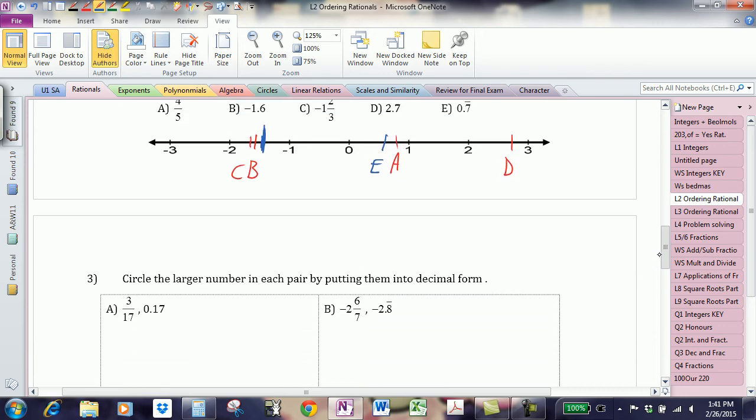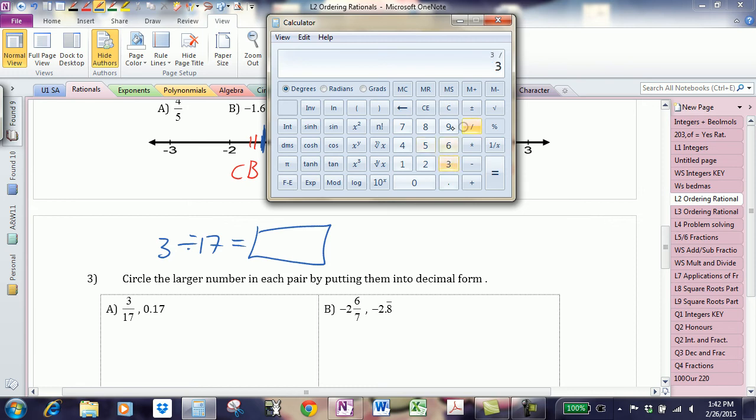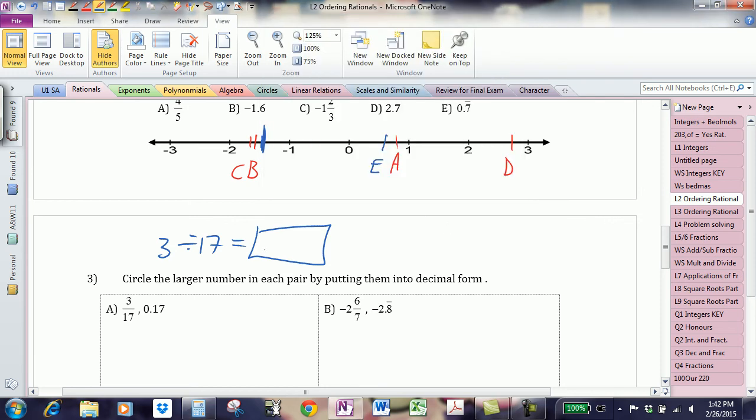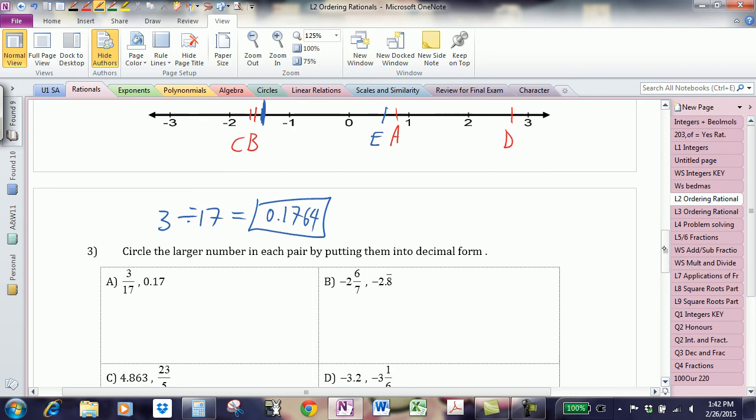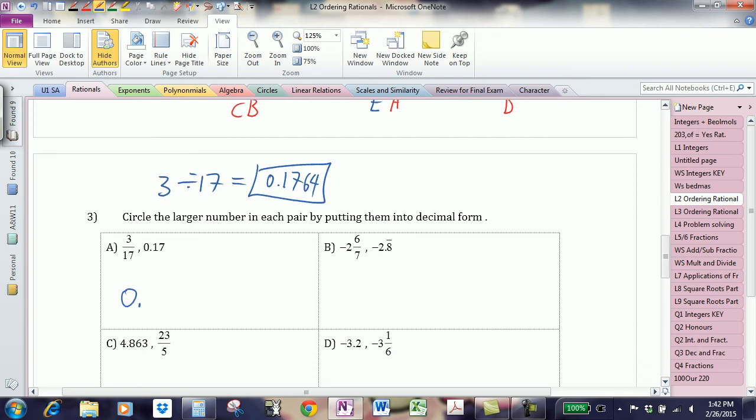Okay, moving on. Number 3, turn it over. So remember with the calculator, it's 3 divided by 17. Convert it to a decimal, and then you can compare the two numbers. Write down 4 decimals. So which one do you think is bigger? The one that's closer to the next value. Okay.